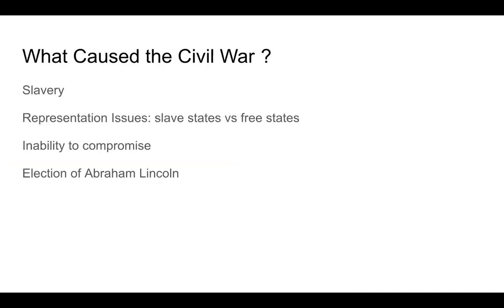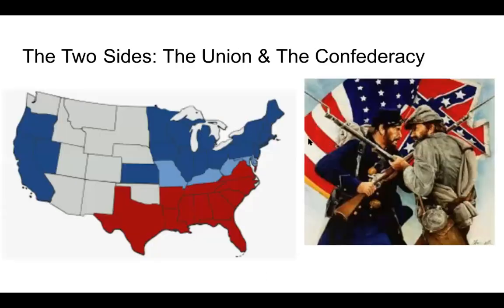And then for a lot of southern states like South Carolina, the election of Abraham Lincoln is the straw that breaks the camel's back. So in some southern states, his name won't even appear on the ballot. So that's how upset they are about him running for president. So he does win the election, and that is the point when South Carolina will be the first state to secede. So these are our two sides, so the Union and the Confederacy.